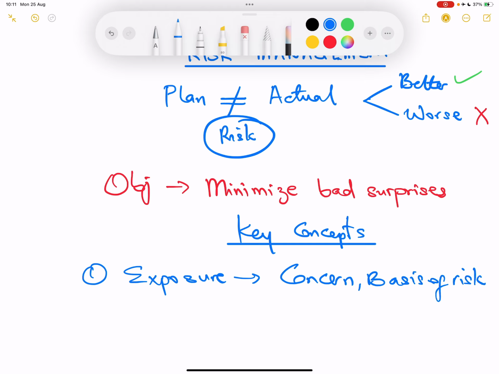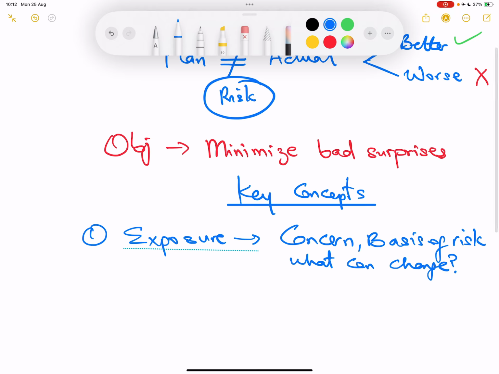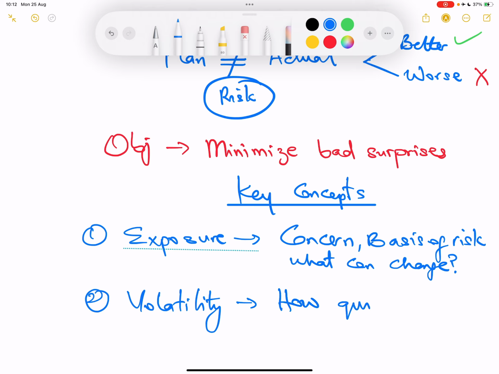Why are we even talking about risk? Why are we bothered? Usually it's about what can change, that will give us that kind of concern. That's exposure. There's also a concept called volatility. And volatility is how quickly or how often your exposure can change.